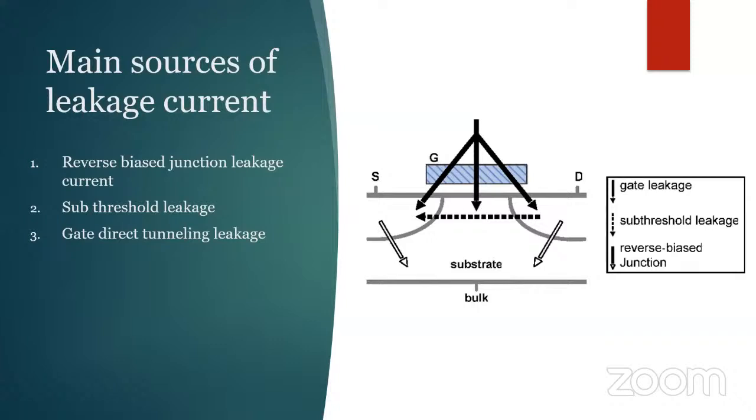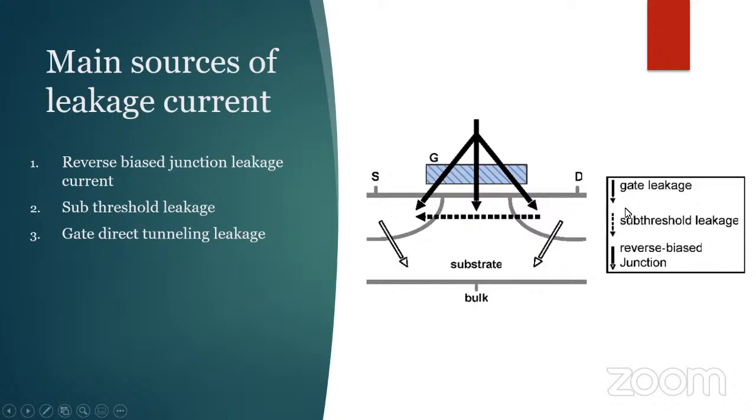I told you just now that when there is a weak inversion region, some minority carriers move from drain to source. This is the subthreshold leakage. You can see this dotted line current is the subthreshold leakage current, which flows in the weak inversion region. This current is due to the weak inversion region. This is one leakage current.